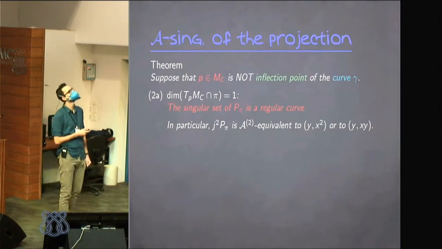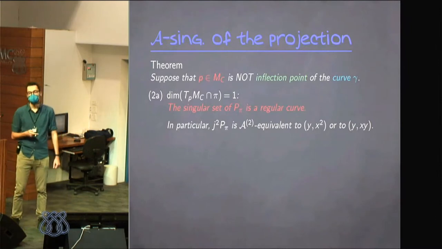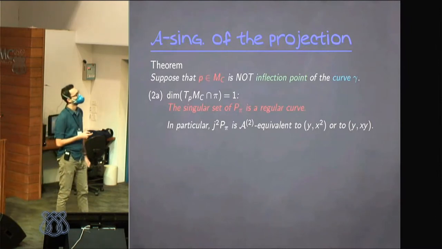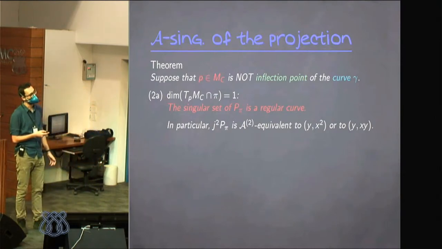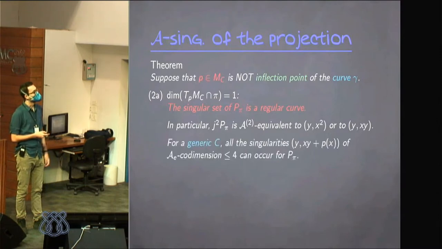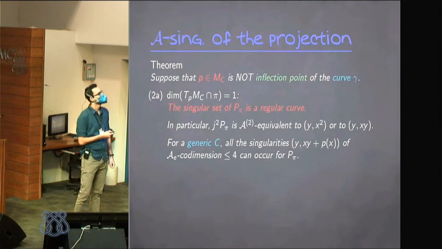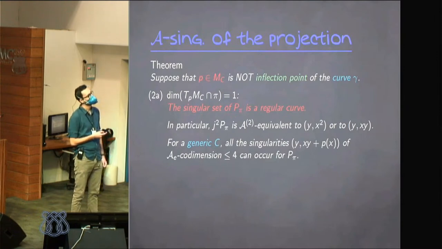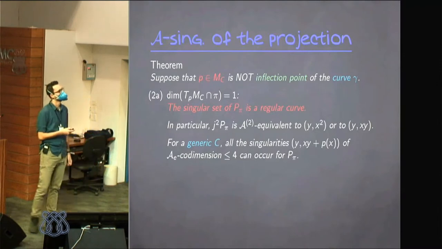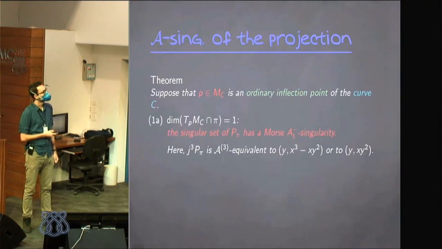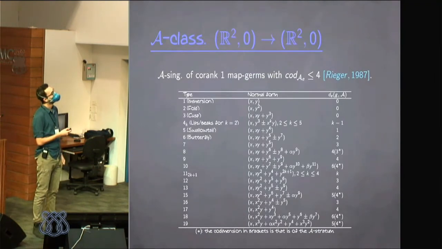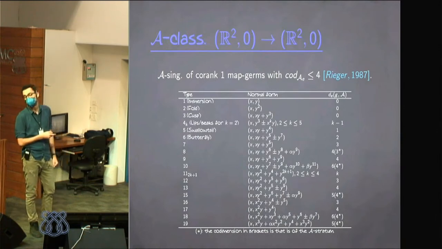The singular set here is a regular curve, and the 2-jet of the projection is equivalent to a fold. If I consider the generic curve, all the singularities in this family of K-codimension at most 4 can occur in our projection. If you look at the generic possibilities, for example: fold, cusp, swallowtail, butterfly, type 7, type 8, type 9, type 10.